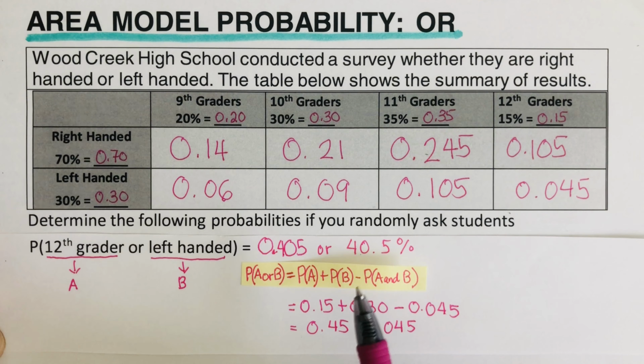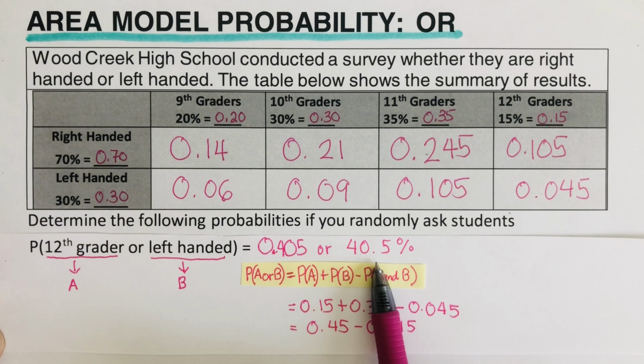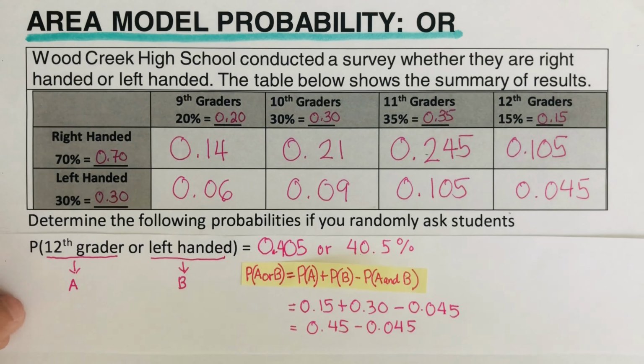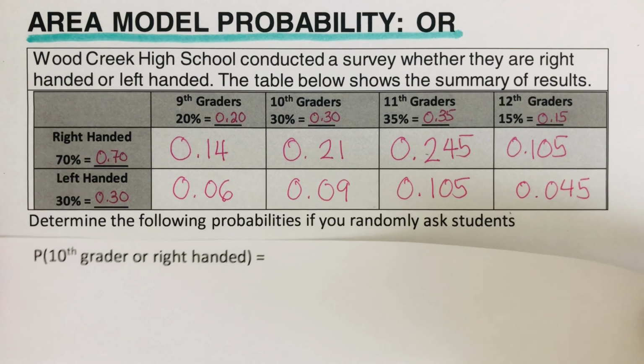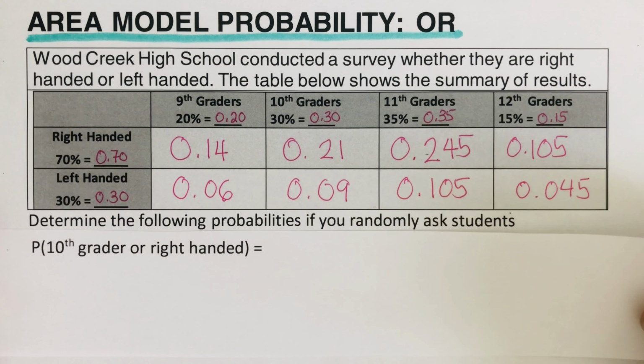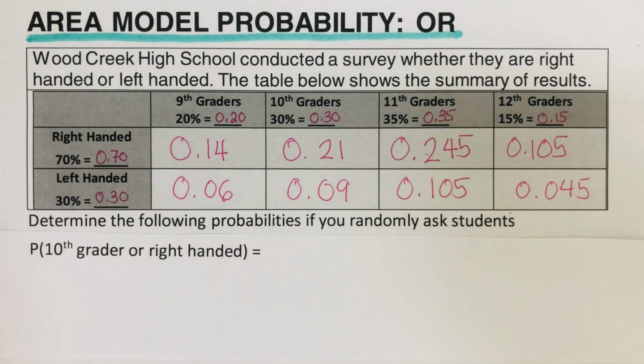So what does this mean? 41% of the time when you go to this school and ask random students, you will be able to ask a 12th grader or left-handed. That's what this number means. Now, at this time, I would encourage you to pause this video and try this problem out on your own. And when you're done, unpause it and check your answer.